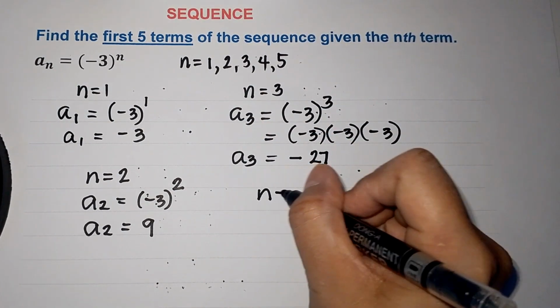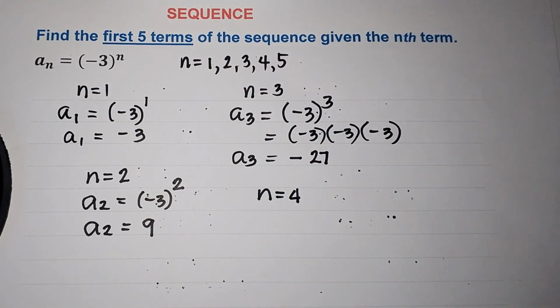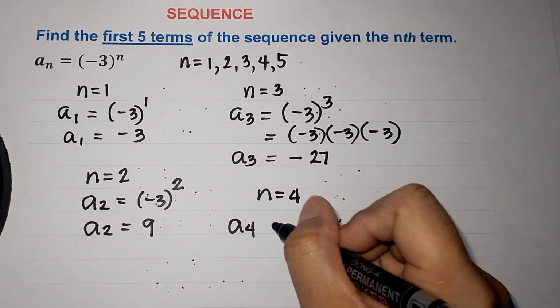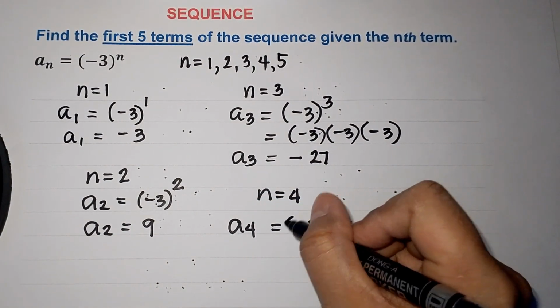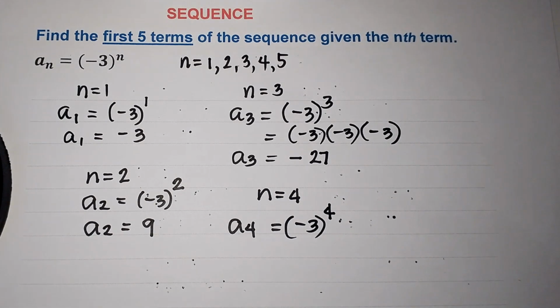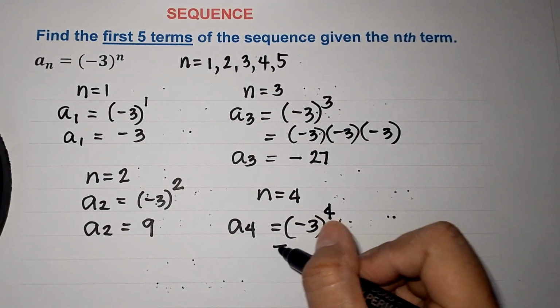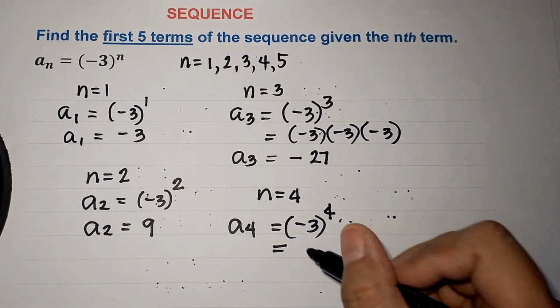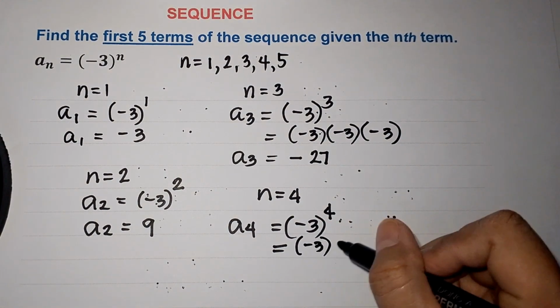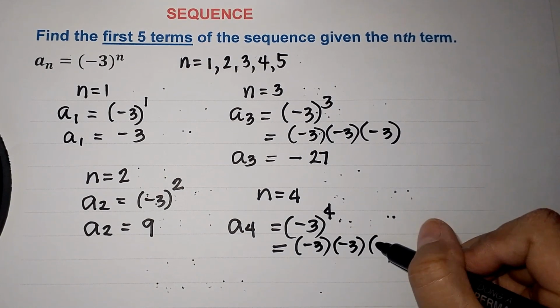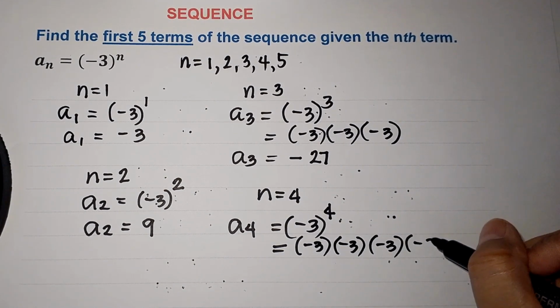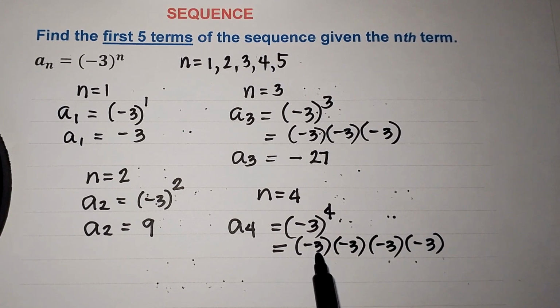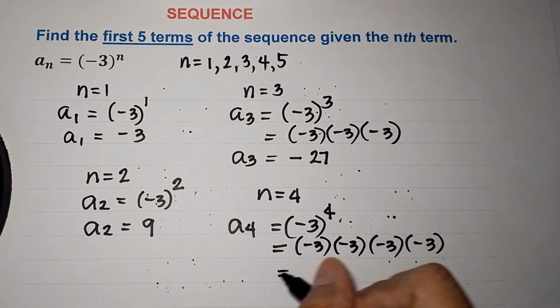when n is equal to 4, a sub 4 equals negative 3 raised to the fourth power. You can compute this using your calculator, but if in case you want to answer it manually, this is negative 3 times negative 3 times negative 3 times negative 3. There are 4 negative 3's that will be multiplied to one another.